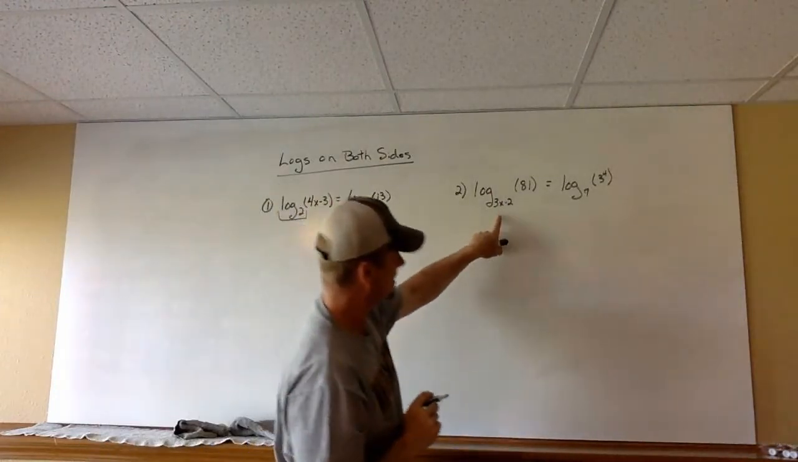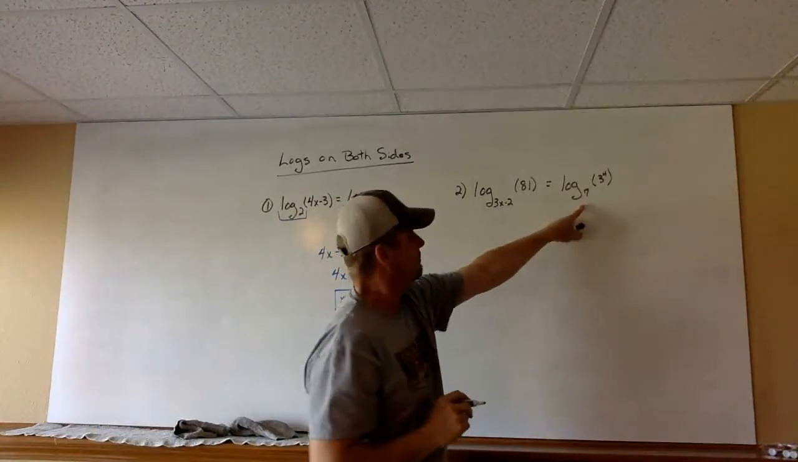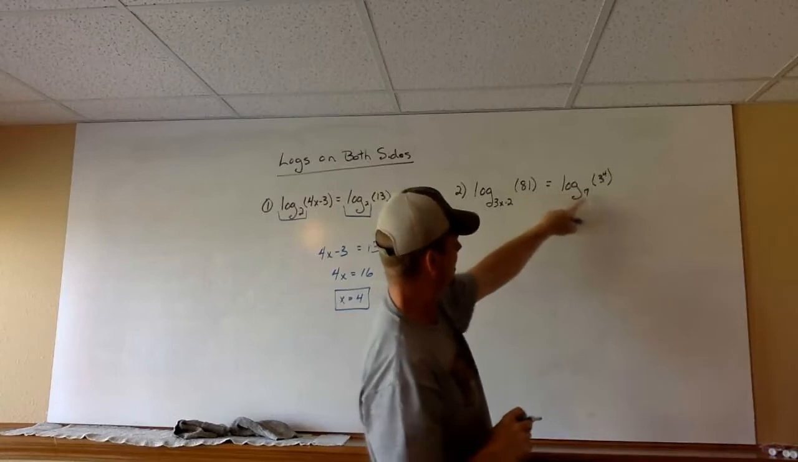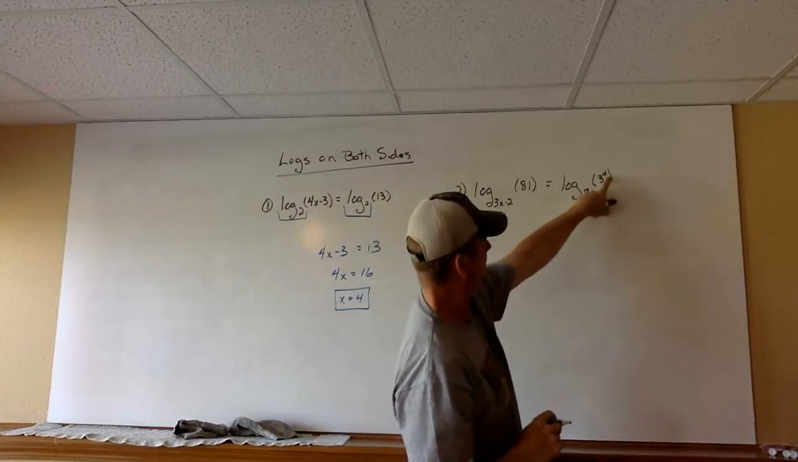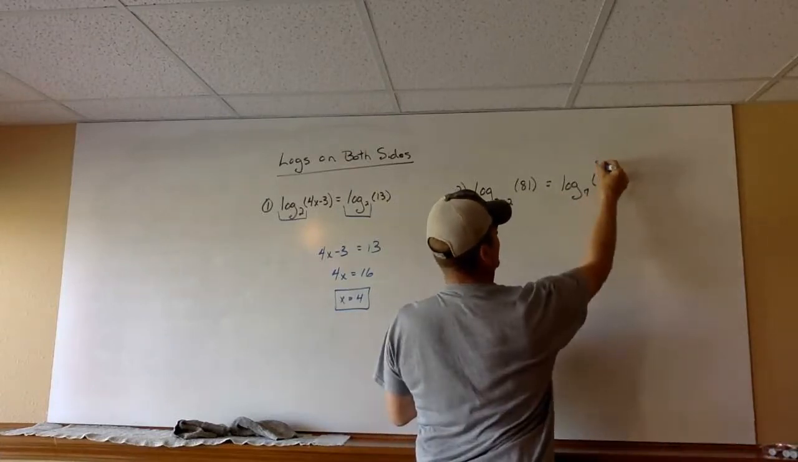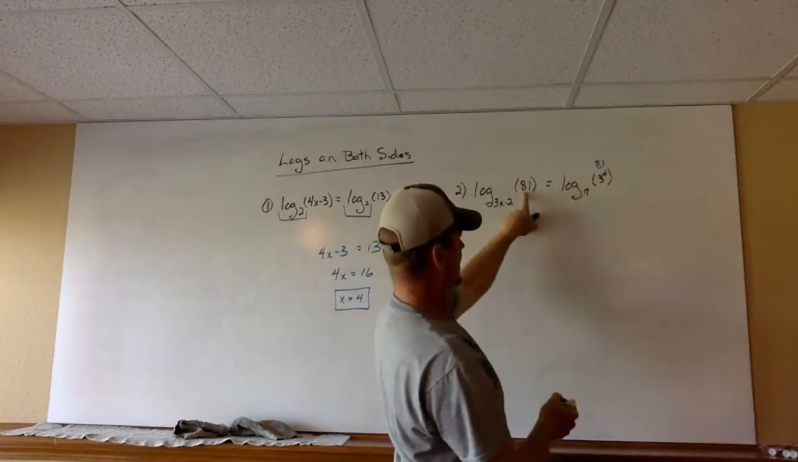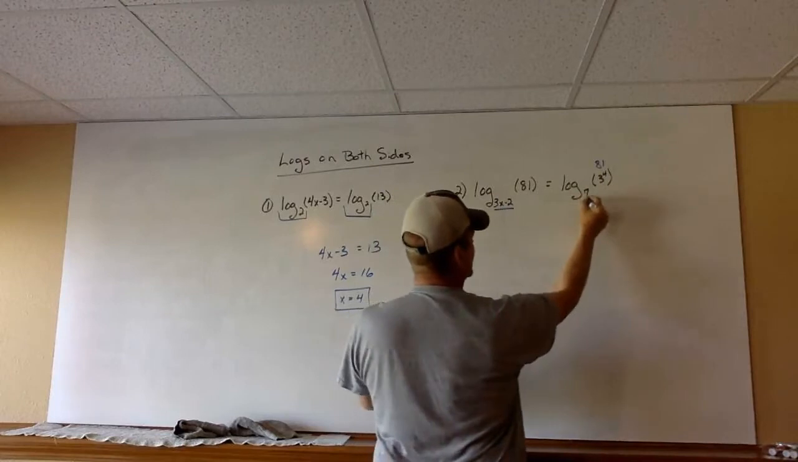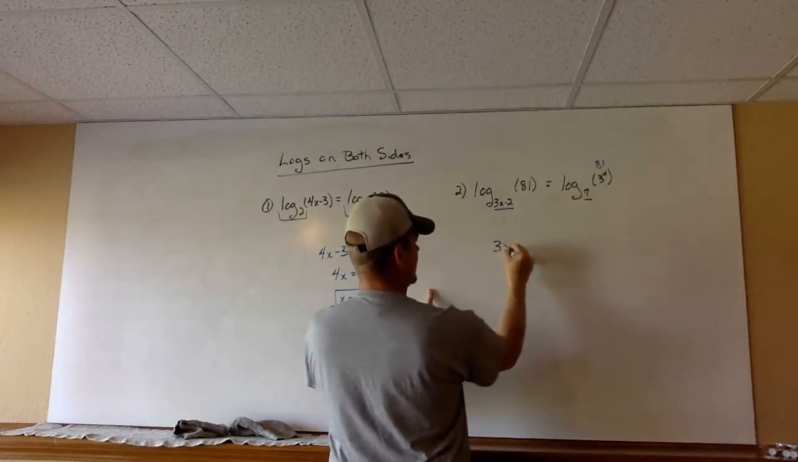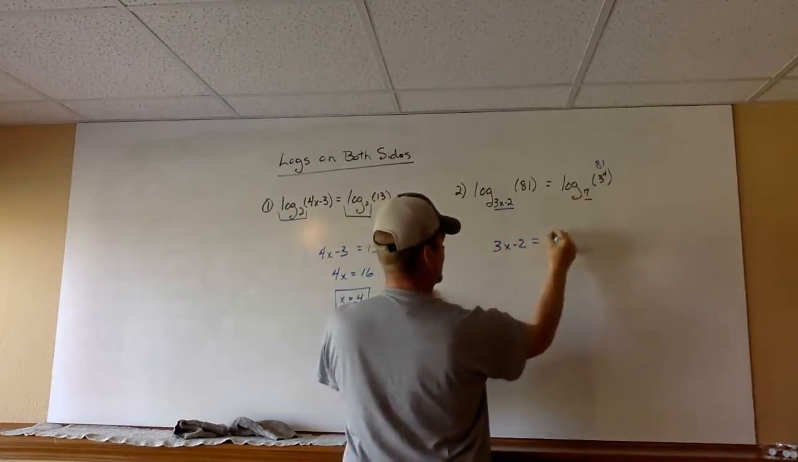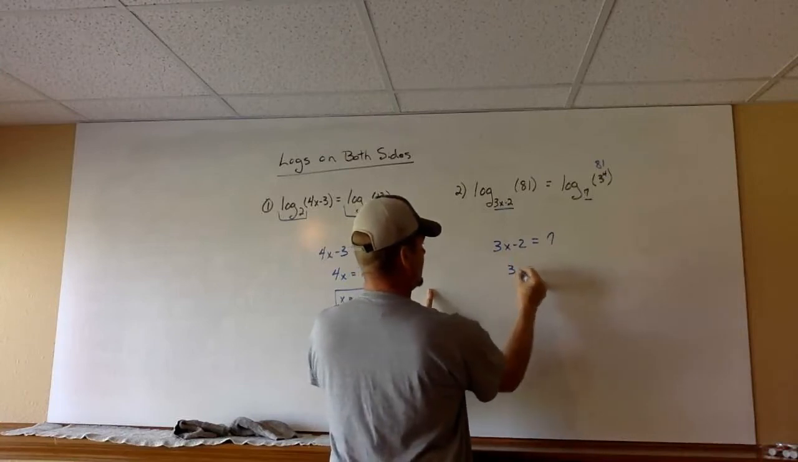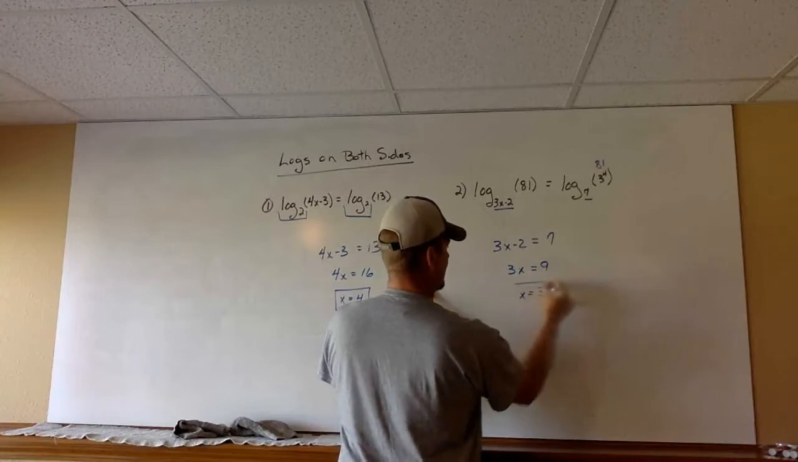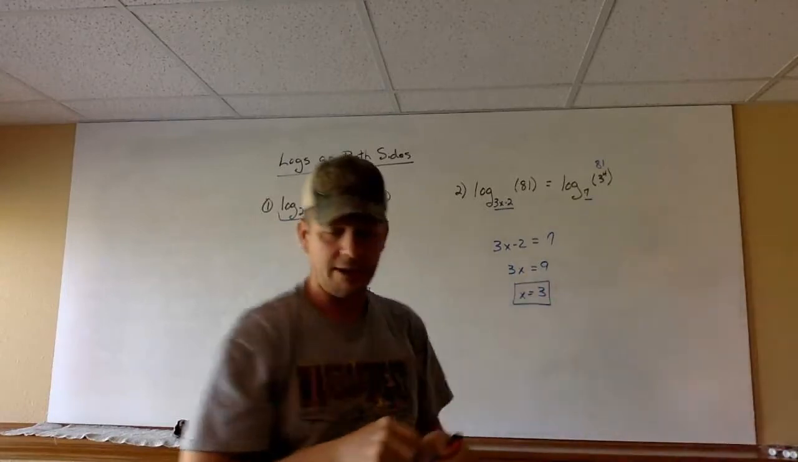Now over here my bases aren't the same, okay? But if I look, this is a log base something of 81, and this is a log base 7 of 3 to the 4th power. Well, 3 to the 4th power is 81. So because my arguments are the same, all I have to do is set the bases equal to each other. 3x minus 2 equals 7, and solve that equation. 3x equals 9, so x would have to equal 3 in that case, okay?